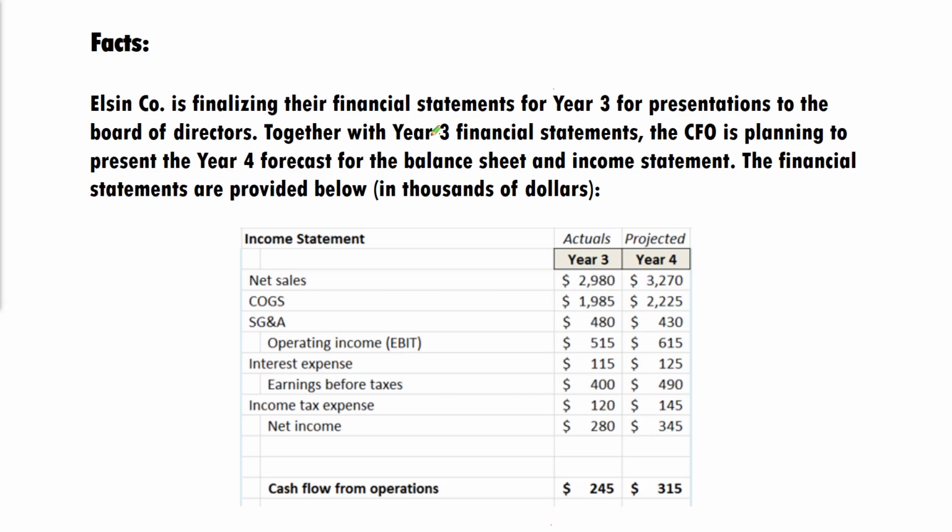But absent that, we're providing you a series of financial statements for a mock company here called Elson Co. What we have here are financial statements for 2 years. Now I want to point out that the year 3 financial statements are actuals, and they're basically finalizing the numbers. They're probably not going to change much. You could imagine perhaps they're in the midst of their year-end audit, coming down the home stretch. But they're also going to present projected figures for year 4.